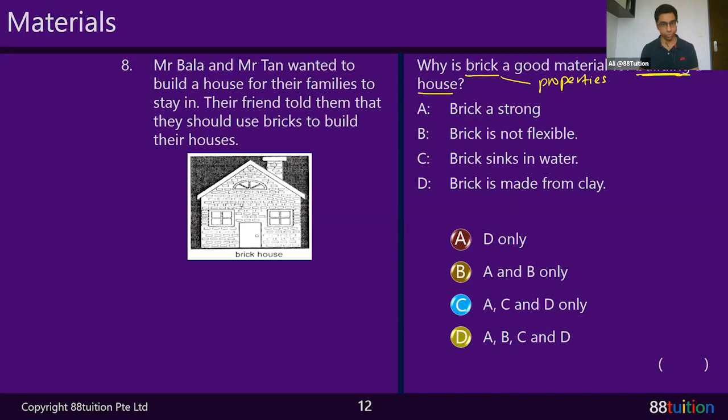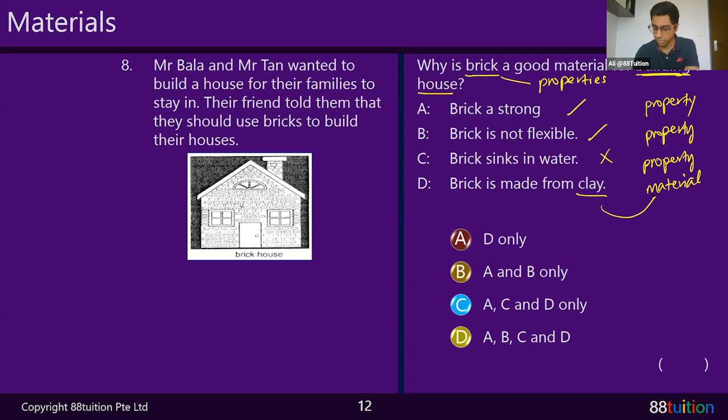So brick is a material that can do all of that for you. What is the material? It's strong, okay? It's not flexible. Brick sinks in water. Hey, if it sinks in water, then it's not a good material. Brick is made of clay. Now, this is not a property. Now, this is a property. This is a property. This is a property. This is a material. This is telling you that brick is made from a material called clay. It's not telling you the property. Then you need to know what the property is.